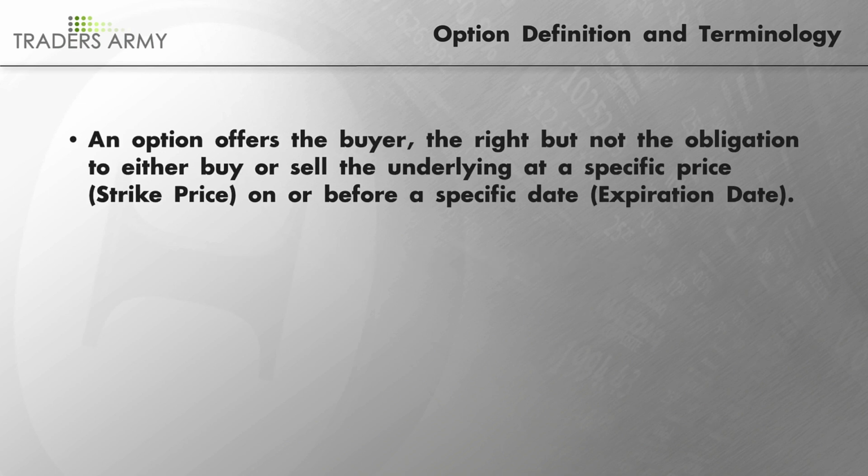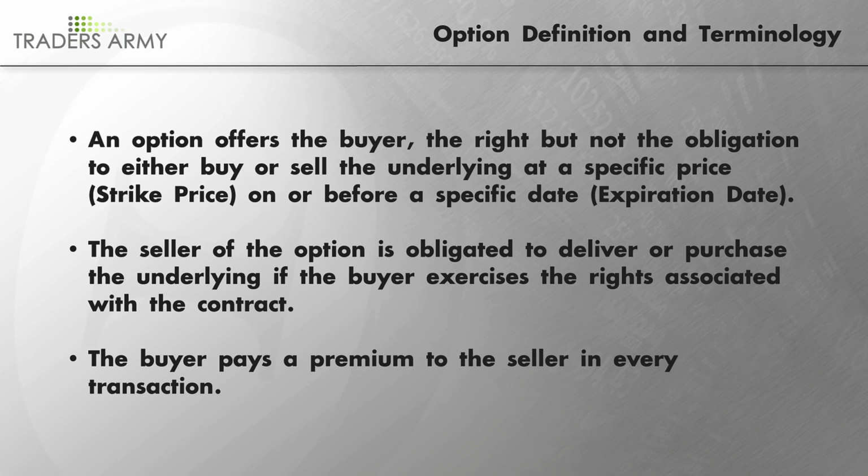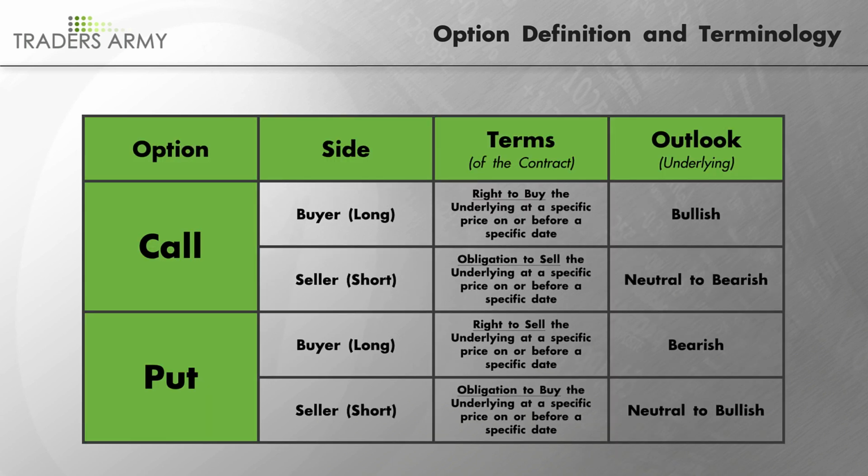Now, as a reminder, because we just went through what an option is, a call option and a put option. Remember, an option offers the buyer the right, not the obligation, to either buy or sell the underlying at a specific price, that's our strike price, on or before a specific date, also known as the expiration date. The seller or writer of that option would be under obligation to deliver or purchase the underlying if the buyer exercises their rights associated with the contract. And in every case, the buyer will always pay a premium to the seller in every transaction.